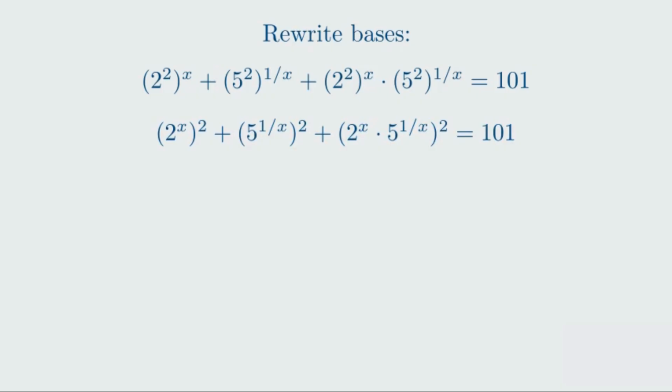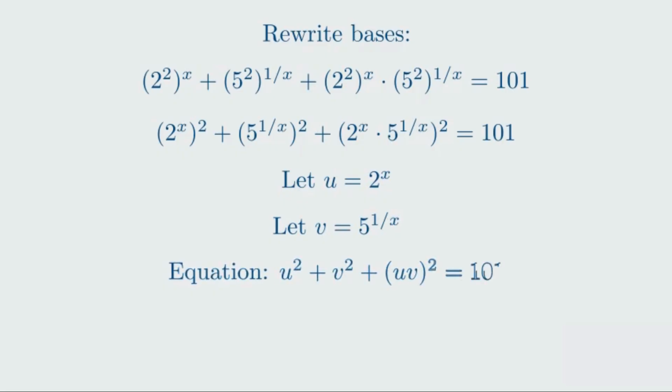Now, let's make a substitution. Let's call u equals 2 to the x and v equals 5 to the 1 over x. Our equation transforms into u squared plus v squared plus u times v equals 101. This looks a bit different. Let's return to the substitution we used before. A equals 4 to the x and b equals 25 to the 1 over x. The key insight I was hoping to build up to is a clever substitution.